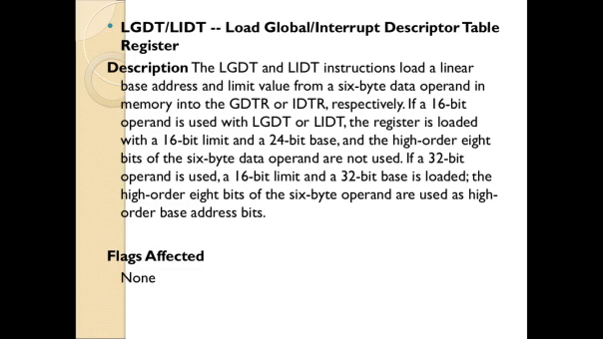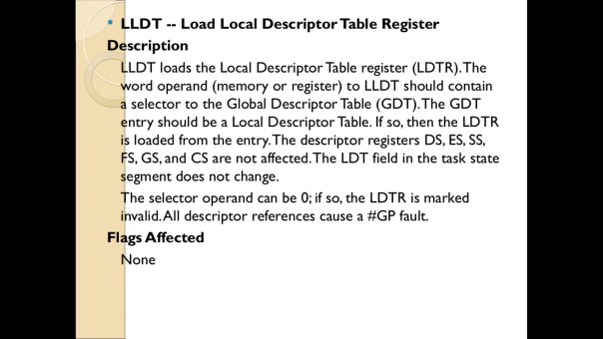The next instruction is load GDT or IDT, global descriptor table or interrupt descriptor table. LGDT and LIDT instructions load a linear base address and limit values from a 6-byte data operand in memory into the GDTR or IDTR respectively. No flag will be affected. Next, LLDT, load local descriptor table. This instruction will load the local descriptor table register, that is LDTR. The word operand to LLDT should contain a selector to the GDT. The GDT entry should be a local descriptor table.